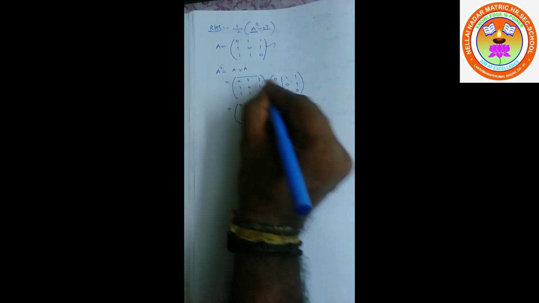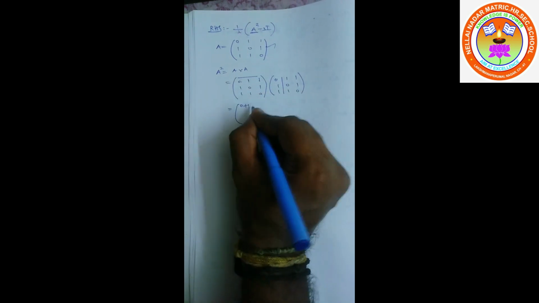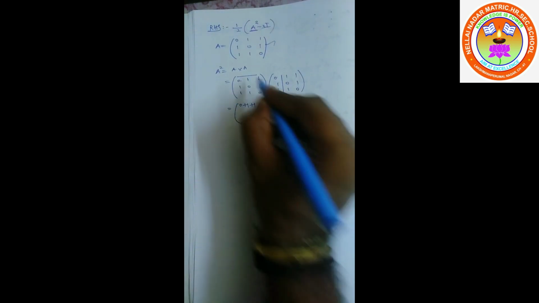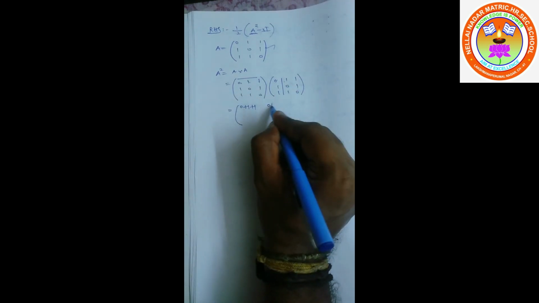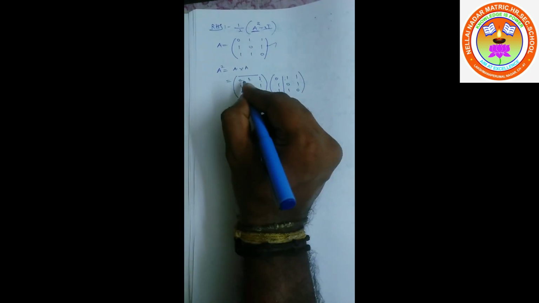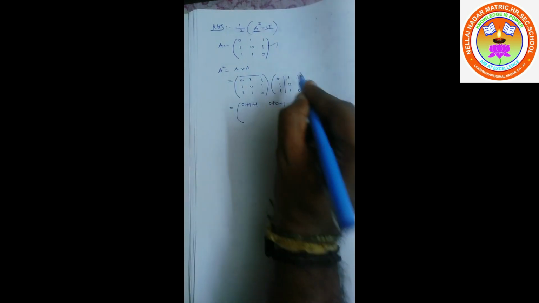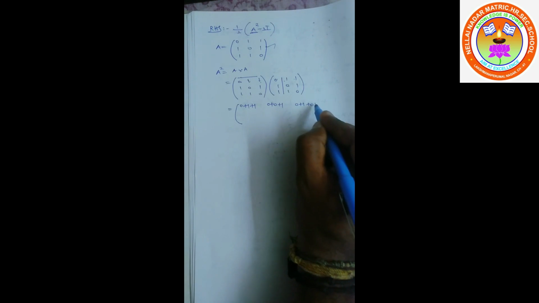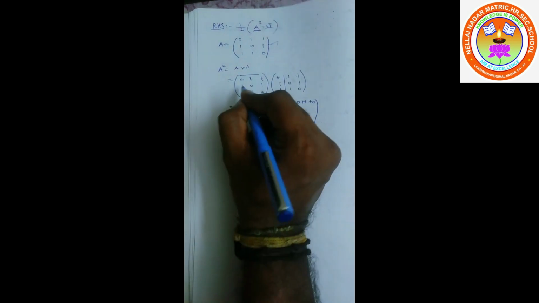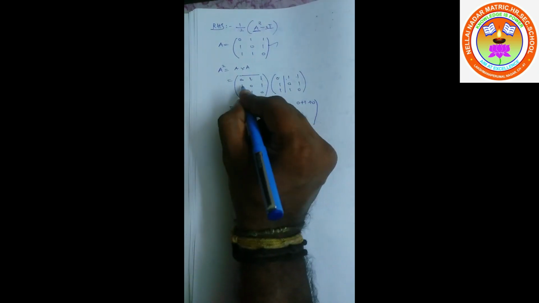Multiply this row, this column. 0 into 0 is 0. 1 into 1 is 1. 1 into 1 is 1. This over this row and second column. 0 into 1 is 0. 1 into 0 is 0. 1 into 1 is 1. First row, third column. 0 into 1 is 0. 1 into 1 is 1. 1 into 0 is 0.